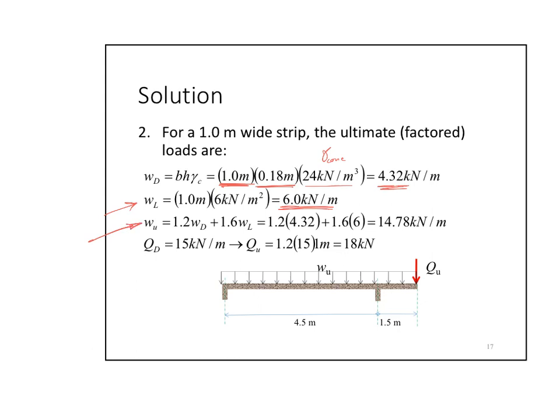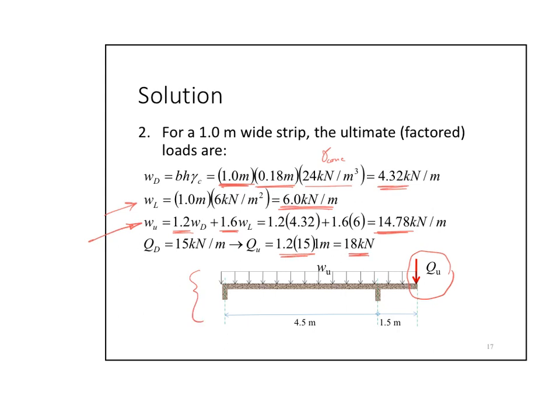I then take the ultimate. I convert my service load into ultimate load. And that ultimate load ends up being 14.78 kilonewton per meter. Now, the dead load that was here was 15 kilonewton per meter. Since I'm using the 1.2, 1.6, I have to be consistent. So I multiplied by 1.2, and that gave me 18.